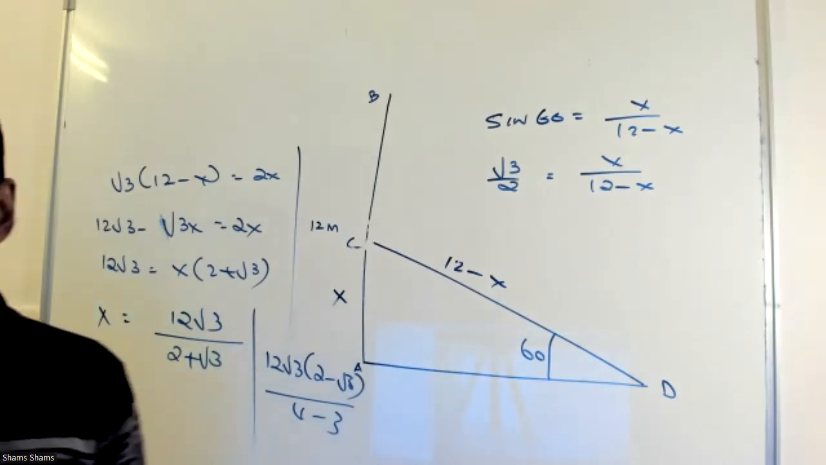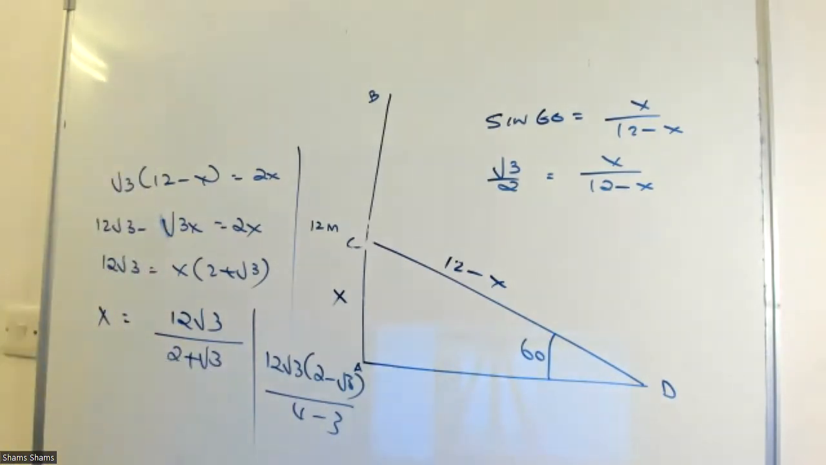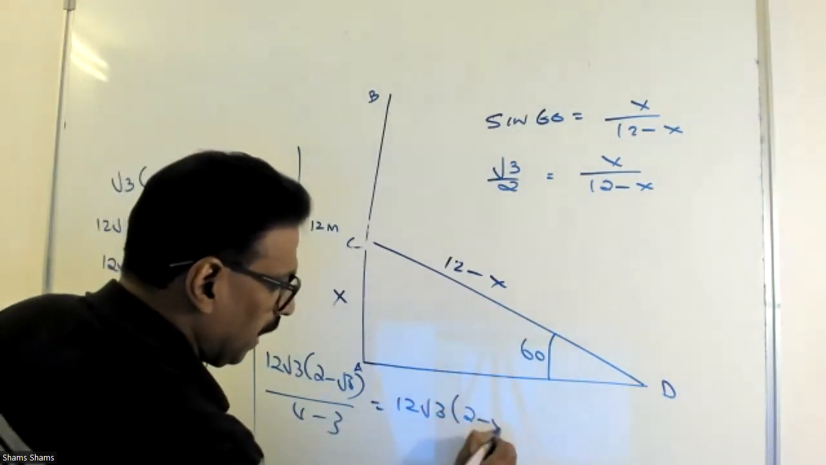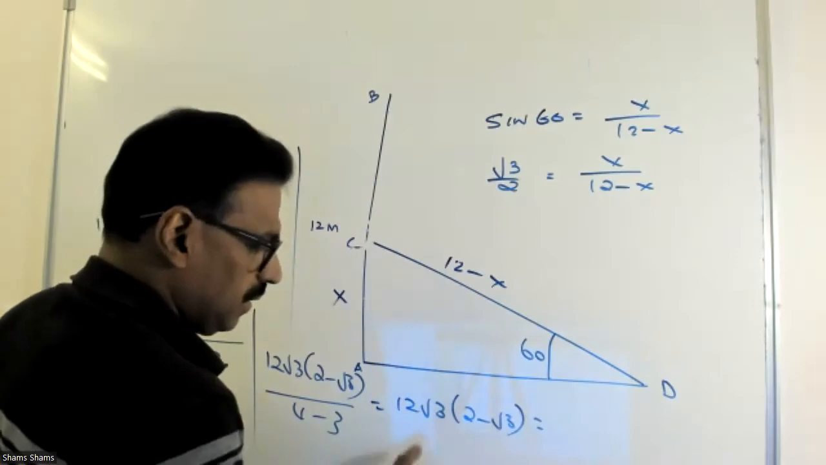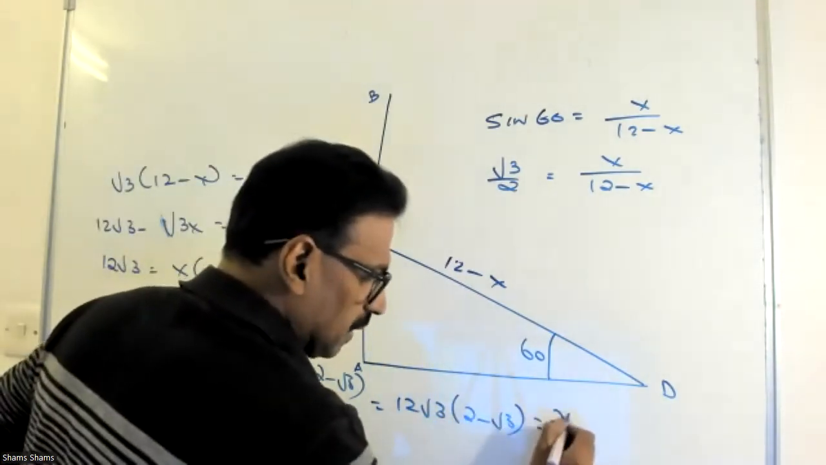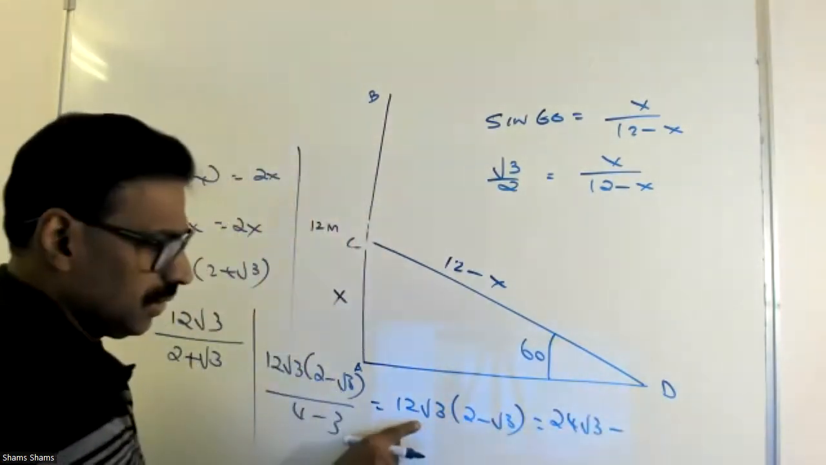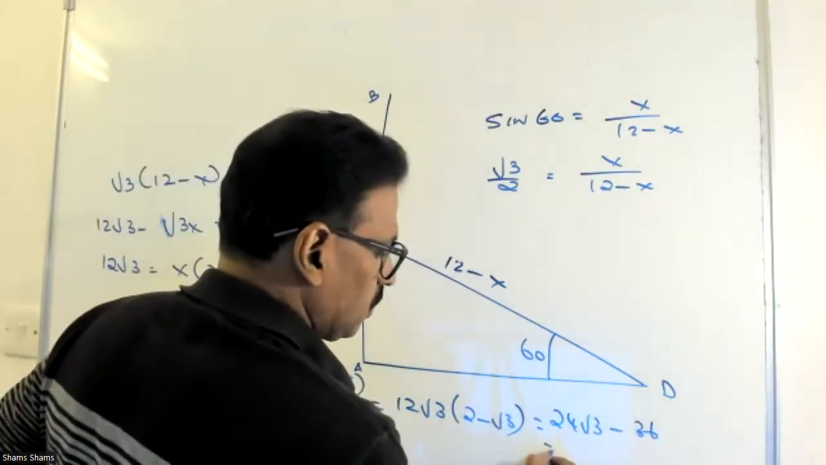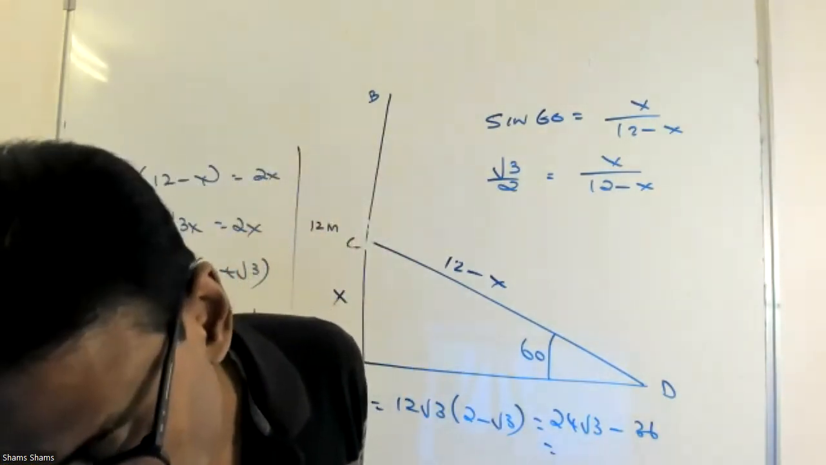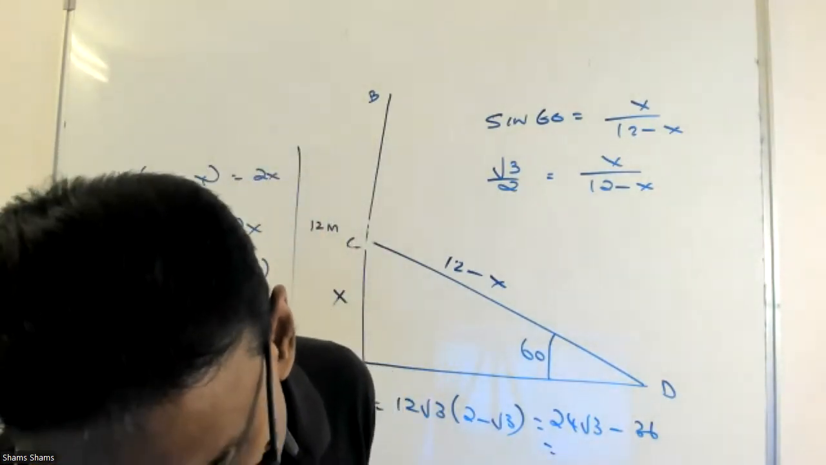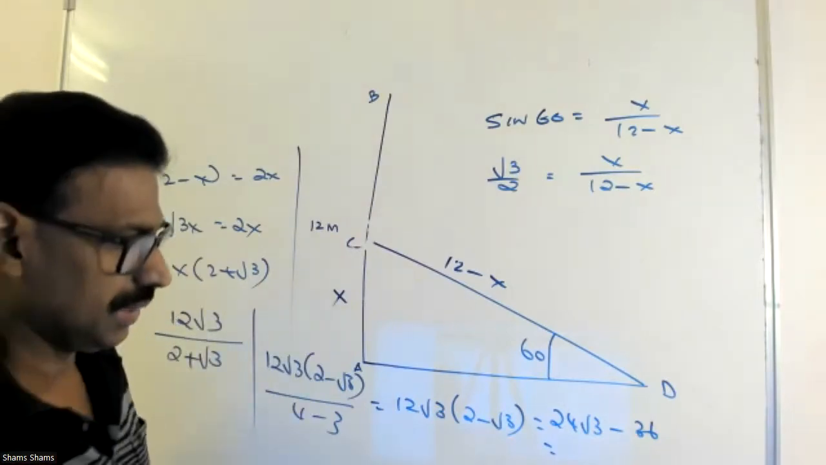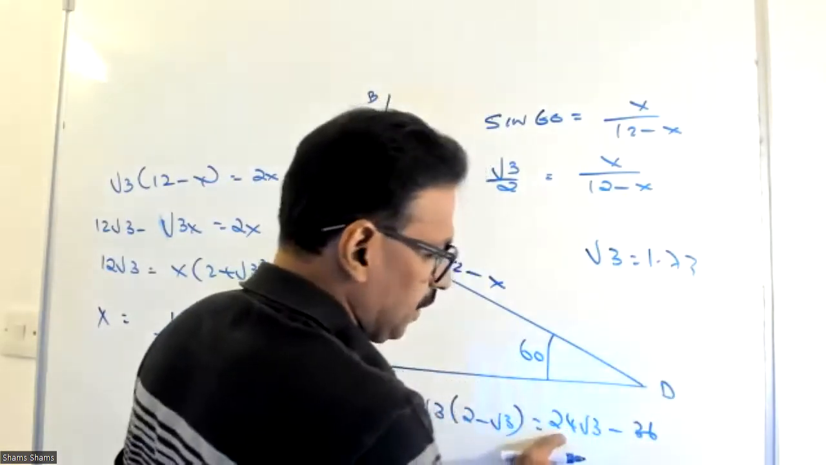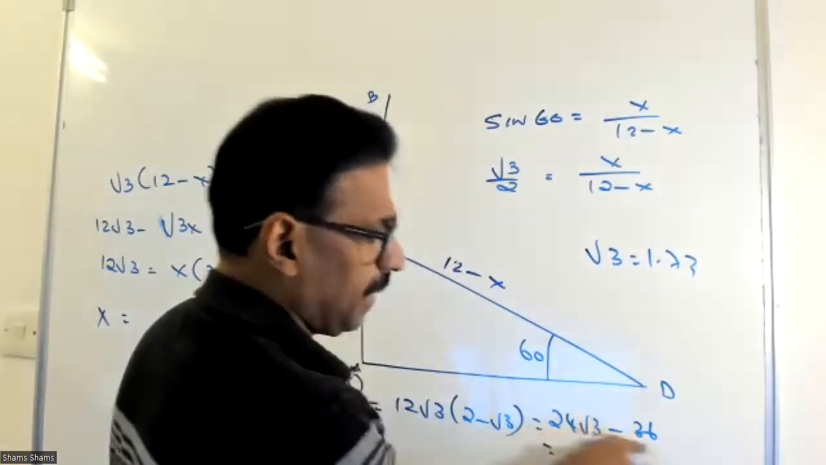You studied the rationalizing chapter last year. So then what will we get? The answer is 12 root 3 into 2 minus root 3. So 12 root 3 into 2 is 24 root 3, minus 12 root 3 into root 3 is 36. Then the root 3 value is given in the question: 1.73. You apply here 24 into 1.73 minus 36.